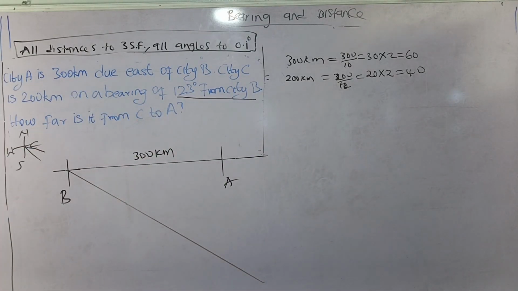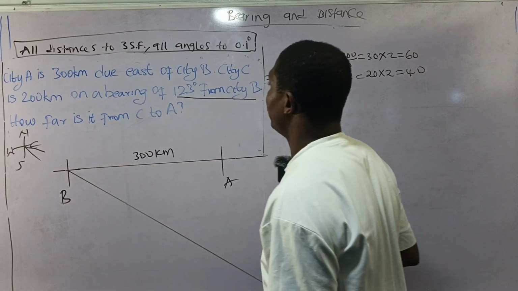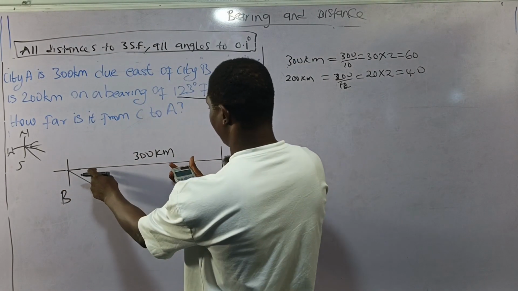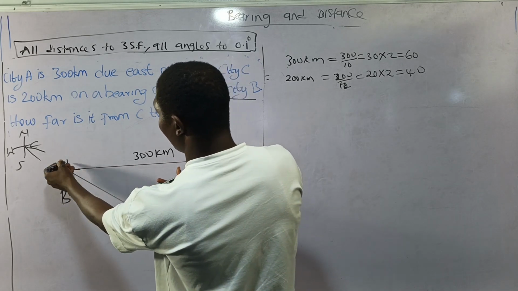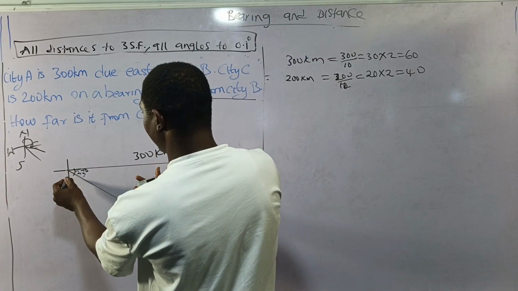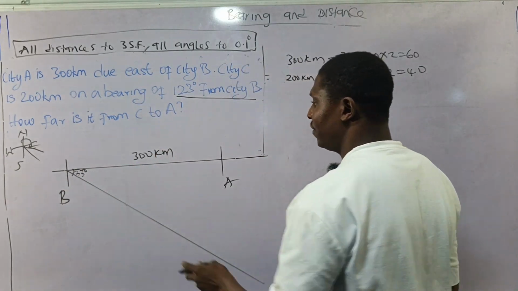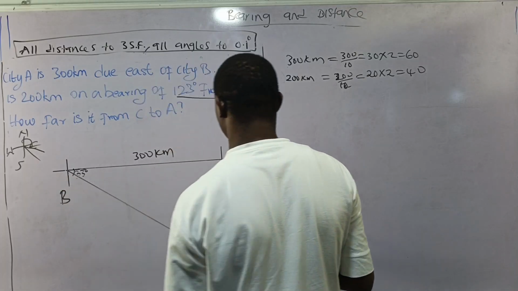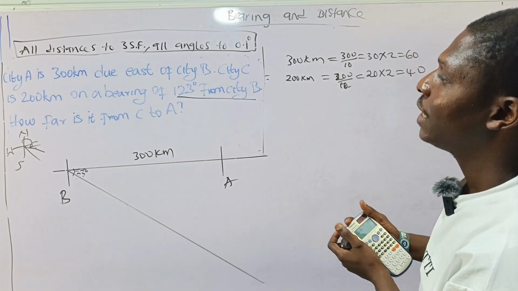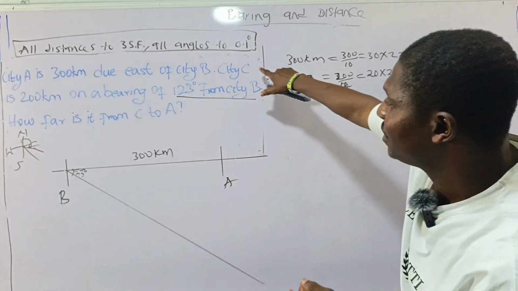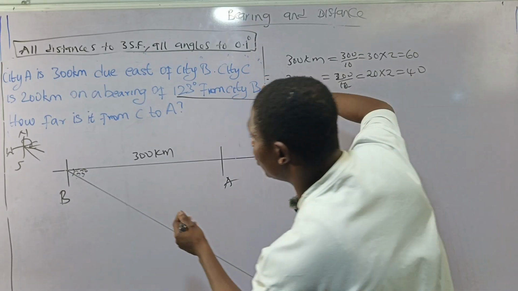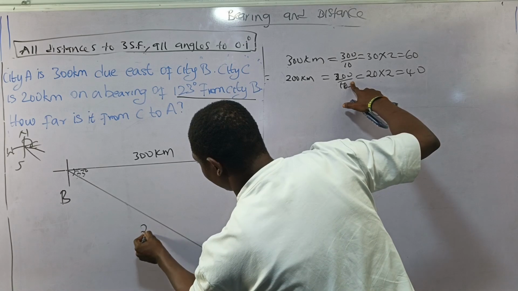But we don't know this distance yet. Now we've done that on a bearing of this degree. So when I said 123 minus 90, I have here 33 degrees. And remember, this here should be 90 minus 33. You can do that, but I don't think it's needed here. Now, from city C, so this is my C. City C is 200 kilometers on the bearing of this from city B. So this is 200 kilometers.